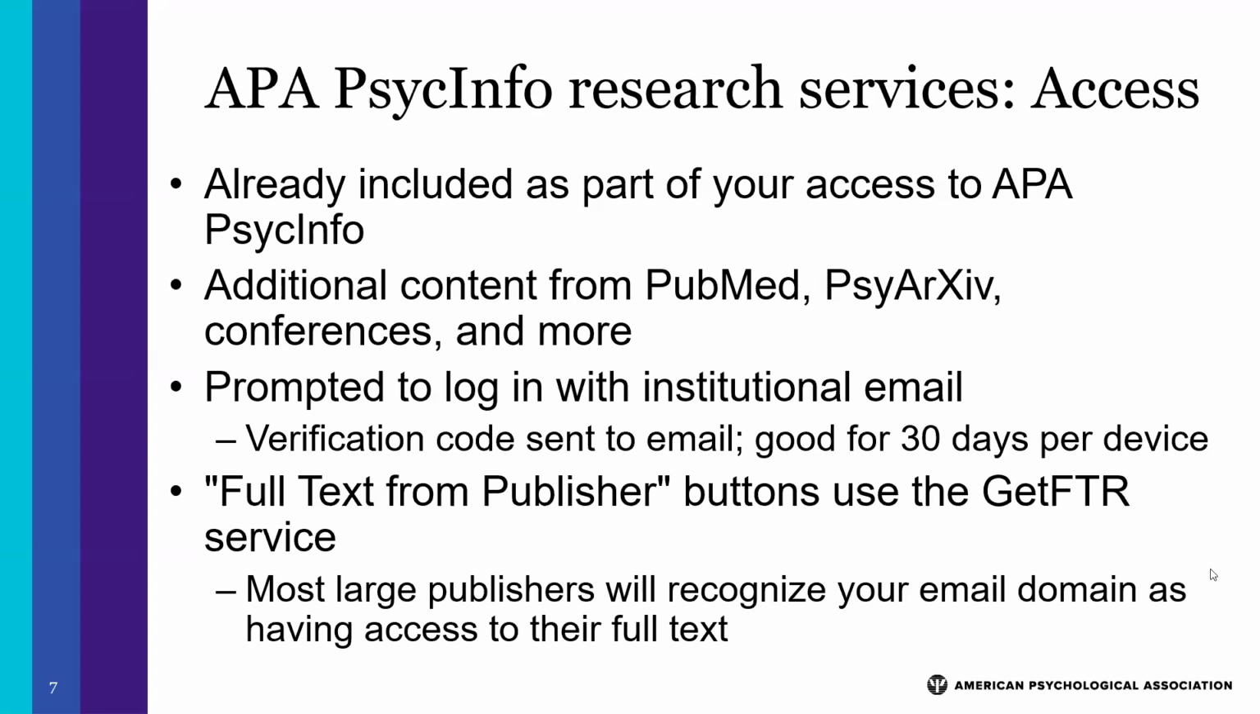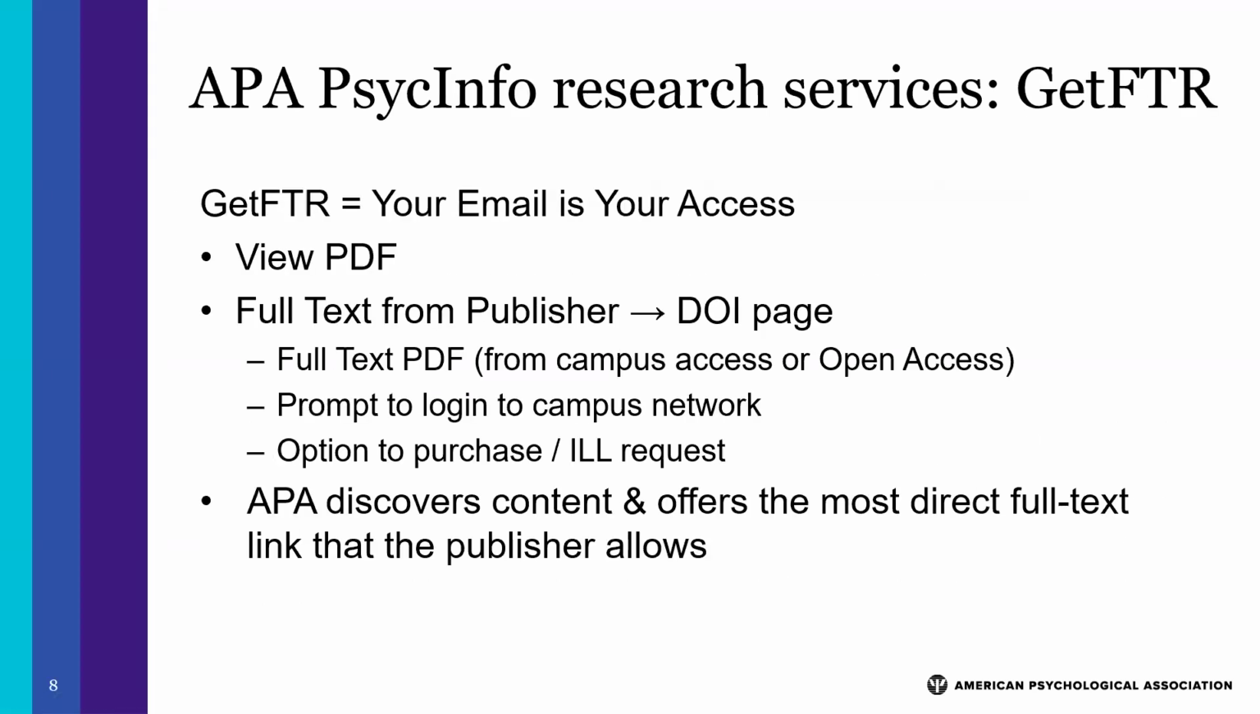So in summary, APA's role in this for our research services is to discover content, much of which is already freely available to you. And then we offer the most direct linking to that full text that the publisher allows. So if APA is the publisher of the content, you'll always get that PDF direct link. So basically our research services, we can't override the licensing or the access controls of other publishers, but we'll get you as close as we can. And you will see examples of this again in just a moment.